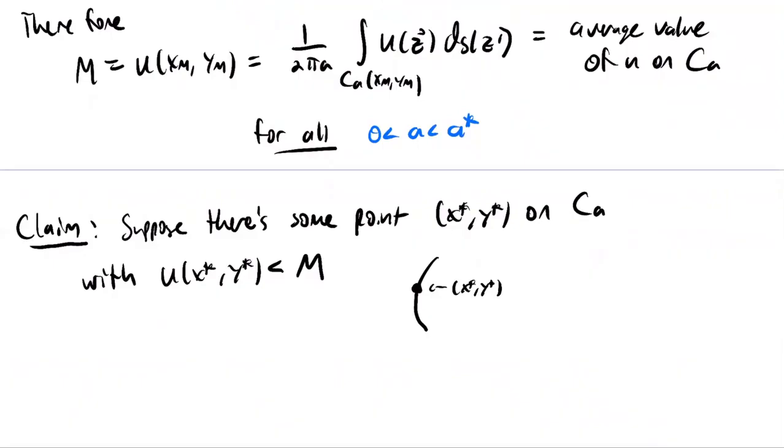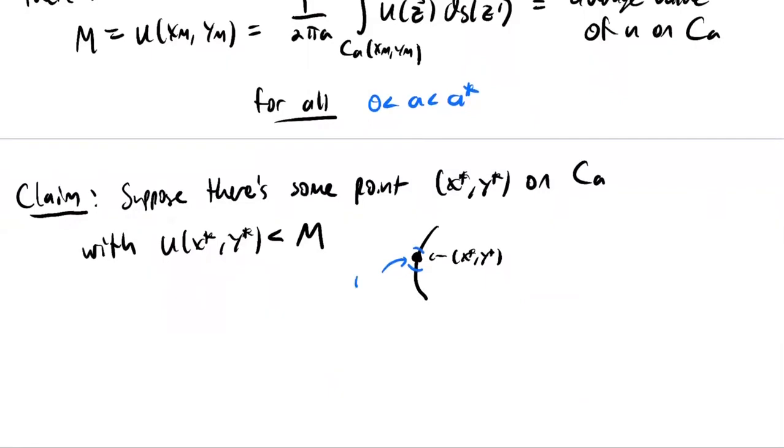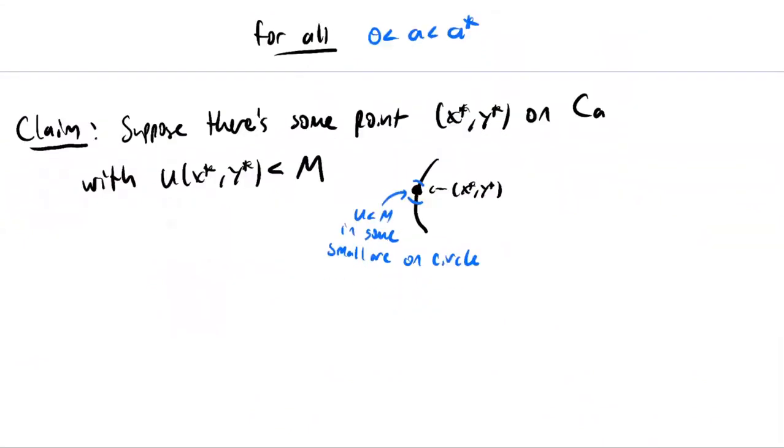Well, since U is continuous, that means that if I slightly vary this point along the circle, I'm still going to stay smaller than M, right? So if U is strictly less than M, there's some gap between this value and M. And so if I vary this parameter by a little bit, then U is going to stay smaller than M, right? So there's going to be some neighborhood of the point where U will be smaller than M. Right, so some small arc on the circle, right?